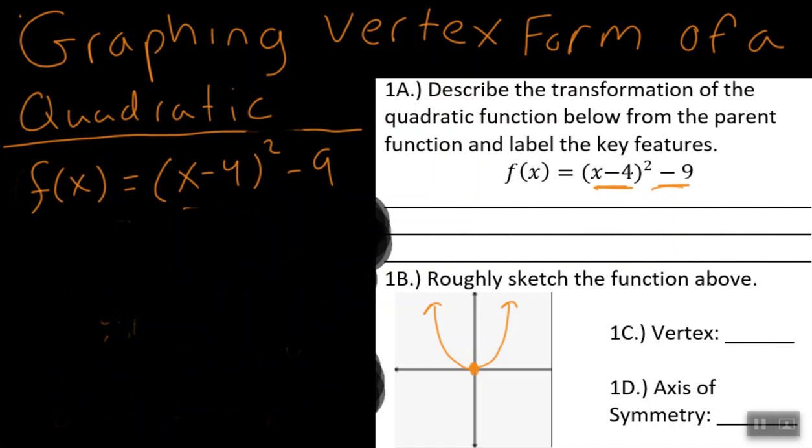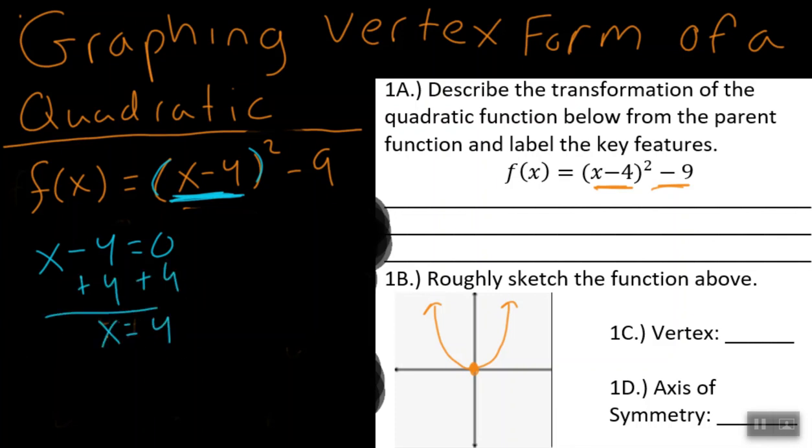When graphing f(x) = (x - 4)² - 9, there's only one itty bitty piece of math that I have to do. I go inside the function where I see x - 4, and I want to set that equal to 0. So no matter what function it is, anytime it's in vertex form, you go inside the function, so that means inside the part where we're squaring it, and you always set it equal to 0. And then you solve for x. The opposite of minus 4 is, of course, plus 4. So let's add 4 to both sides, and x is equal to 4.